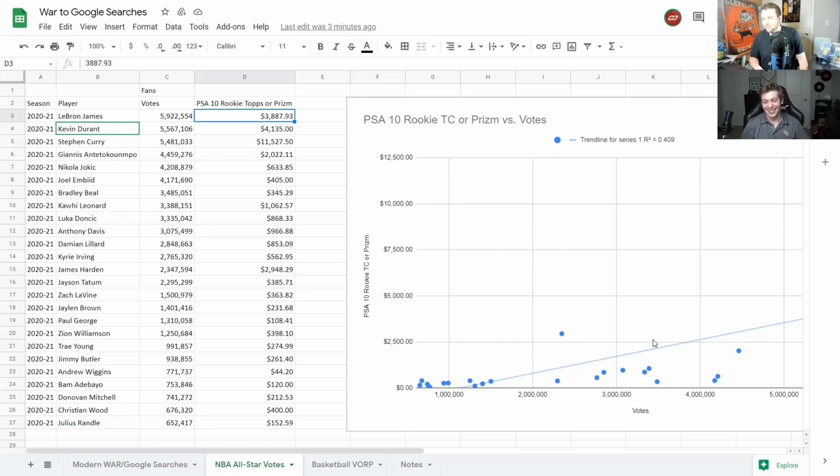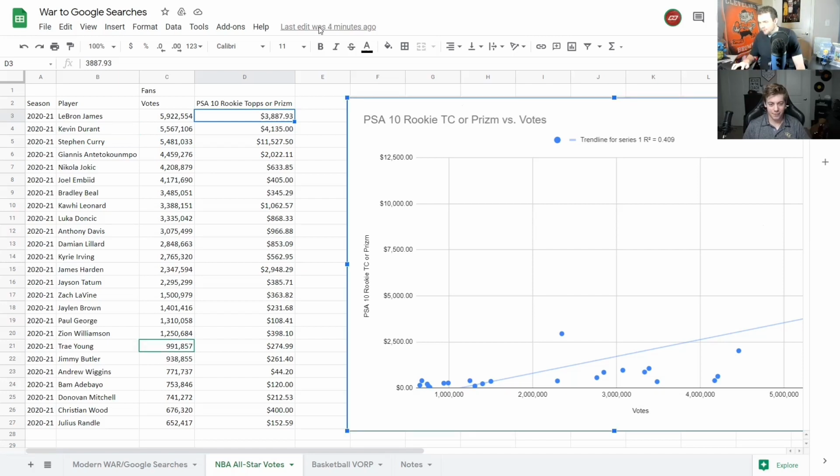So the coefficient of determination for the All-Star votes was 0.409. And I think what really pulled it up was Steph Curry and his rookie card being almost $11,000, and that's 100% popularity. I mean, he's a great basketball player, but it's really just popularity and the way he's changed the game, and you know how every kid wants to be like Steph Curry.